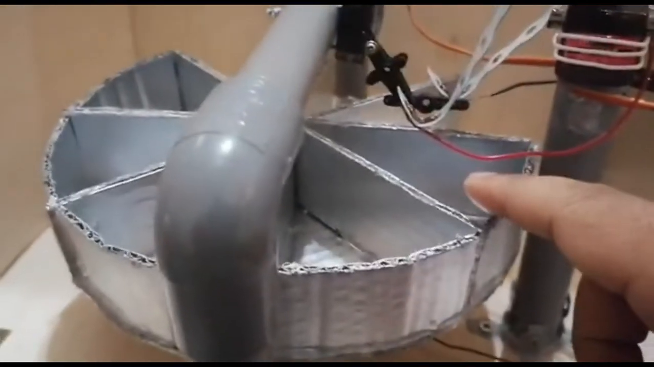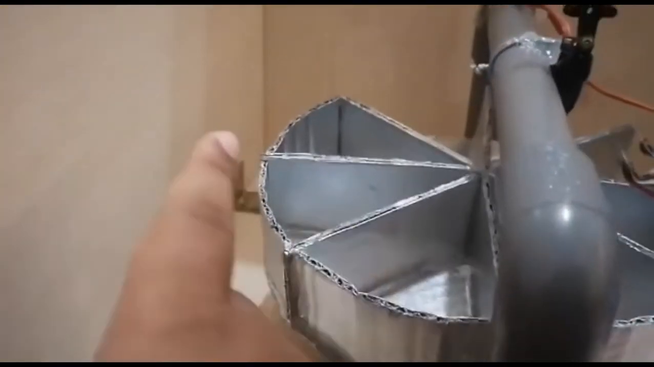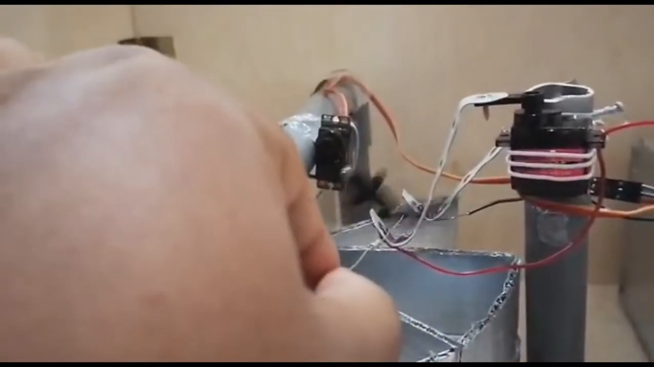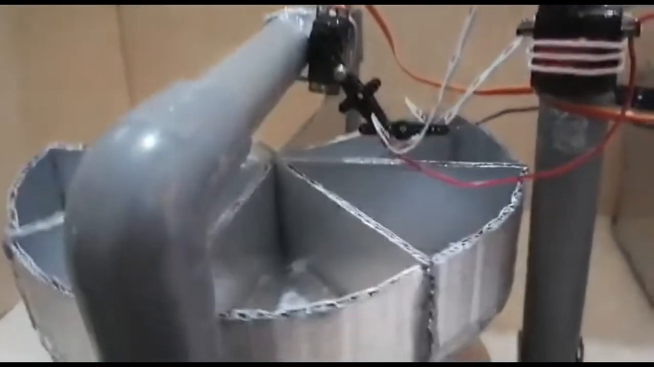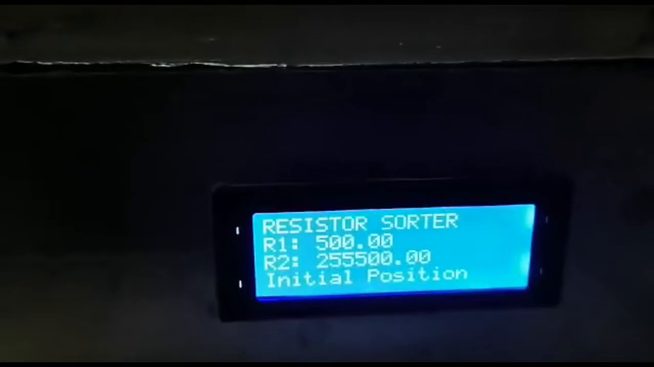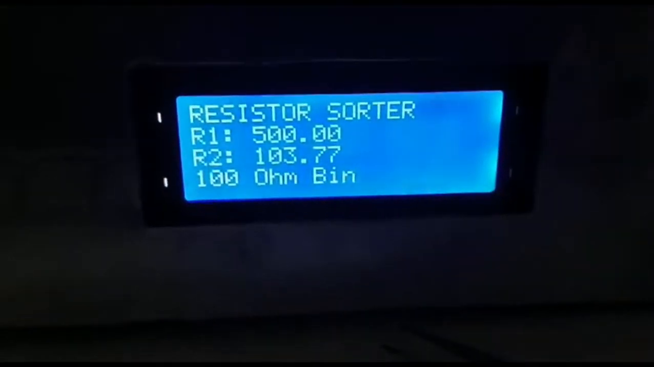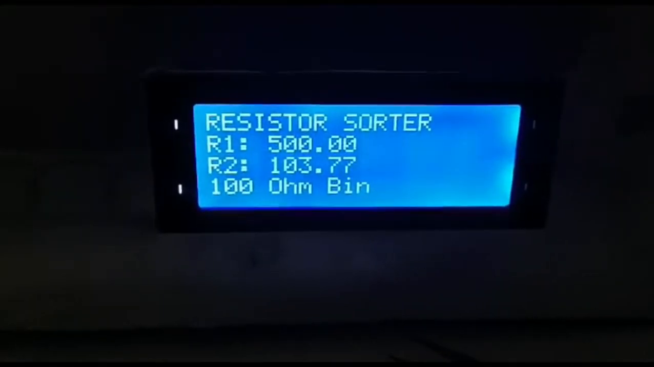As you can see, this is the initial position. This is for 100 ohm, this is for 500 ohm, 1 kilo ohm, and the reject one. So if I put an example 100 ohm resistor, it will turn to the 100 ohm bin, and the display states the bin. If I put another 100 ohm, it will change to the 100 ohm bin position. As you can see, this is the value and it changed to the 100 ohm bin.